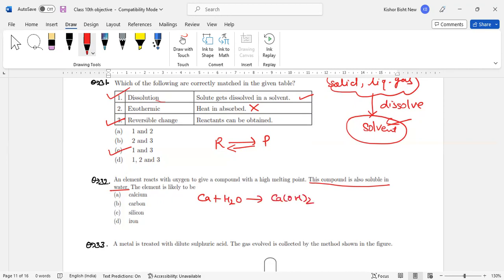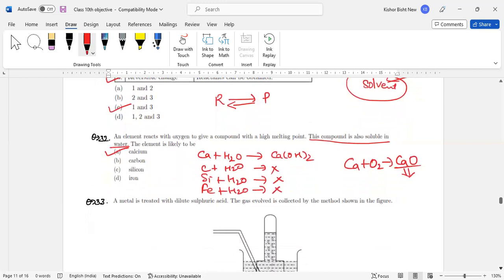Second one, carbon plus water, it will not react directly. Silicon plus H2O will also not react directly. And iron plus H2O will not react directly, because you know that steam can react. So your answer directly is A. Calcium plus oxygen gives calcium oxide, and its melting point is high. If a question comes to identify which oxide has a high melting point, you can directly write calcium oxide. So answer A is correct.